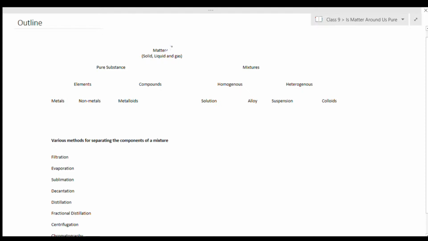Matter. As we described in our previous videos, matter is anything that occupies space and has mass. There are three main states of matter: solid, liquid, and gas. The characteristics of these states of matter have been described in the previous videos.